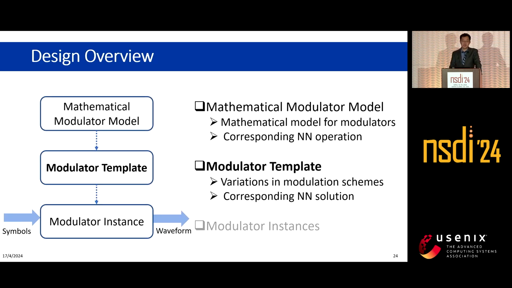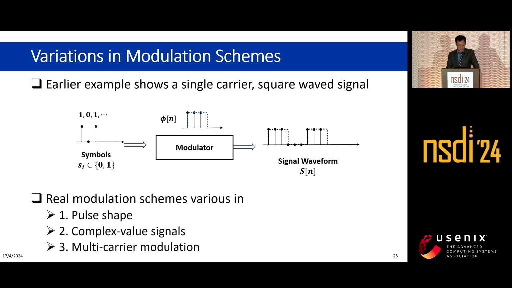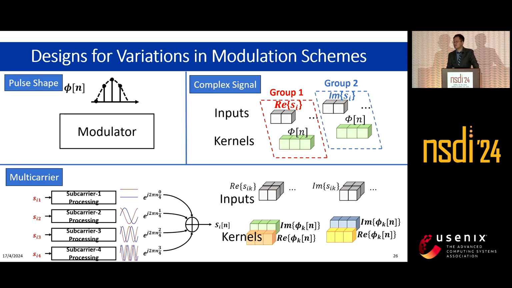Next, let's take a look at how we deal with variations in modulation scheme. The previous example we gave is just a simple case. In real modulation, we have challenges like pulse shape, complex value signals, and multi-carrier modulation. How do we deal with that? Due to the time limit, I cannot cover the details, but I put the slides at the end of the talk for Q&A or your later reference.